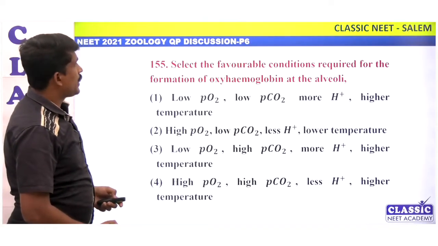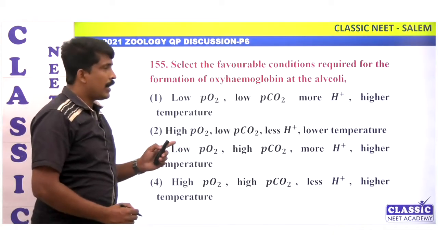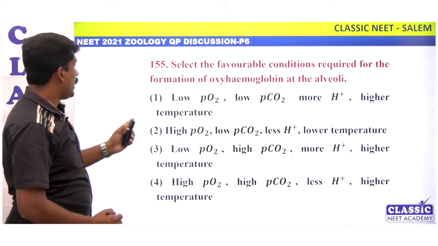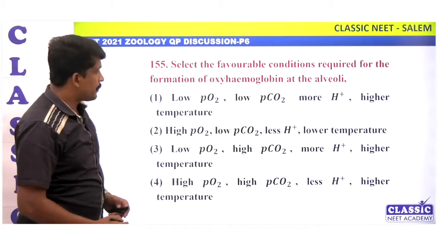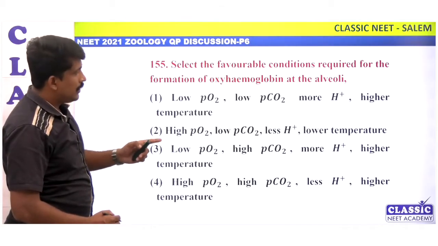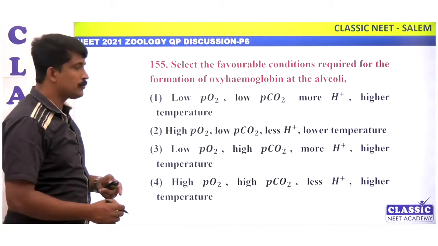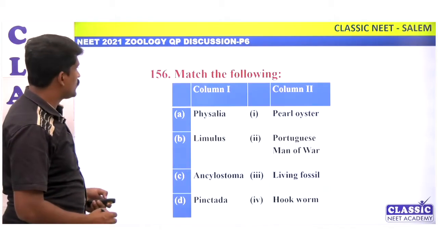Select the favorable conditions required for the formation of oxyhemoglobin at the alveoli. So what are those conditions? There should be high partial pressure of oxygen, then low partial pressure of carbon dioxide, less H plus and lower temperature. So this will help in the association of oxygen with the hemoglobin. So that is the correct answer.